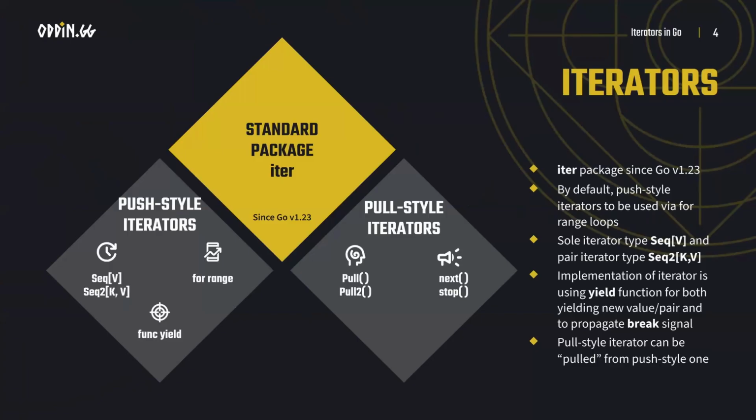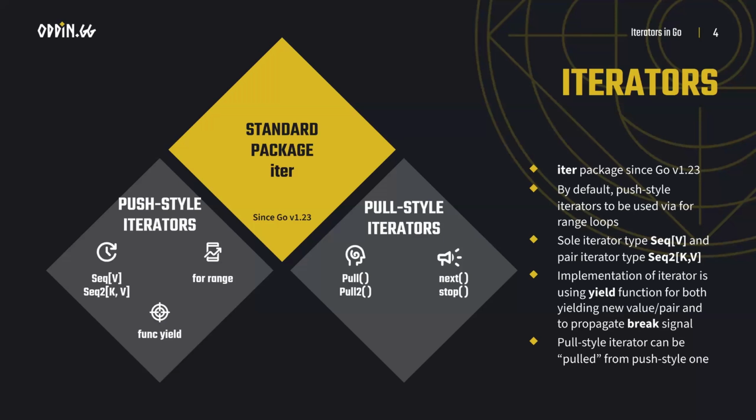So the first topic I would like to cover is iterators. As far as you know, iterators are pretty new to Go. They are here since Go version 1.23. And I would like to tell you something about how they are used, how you can write them, and what types we have.